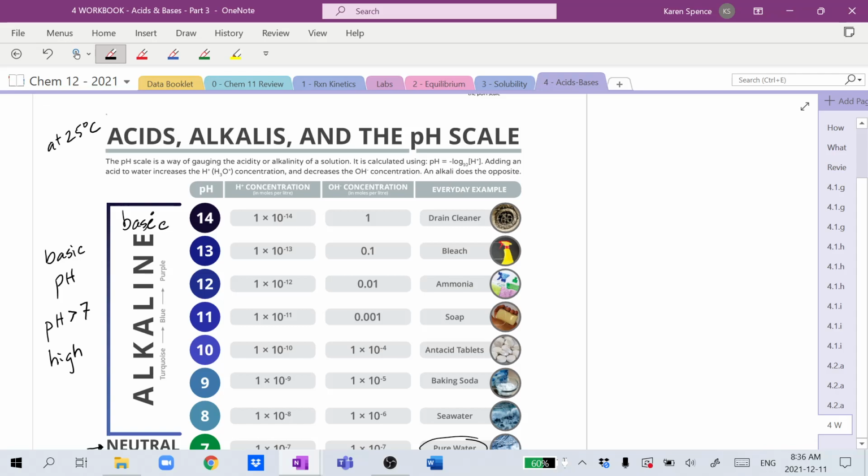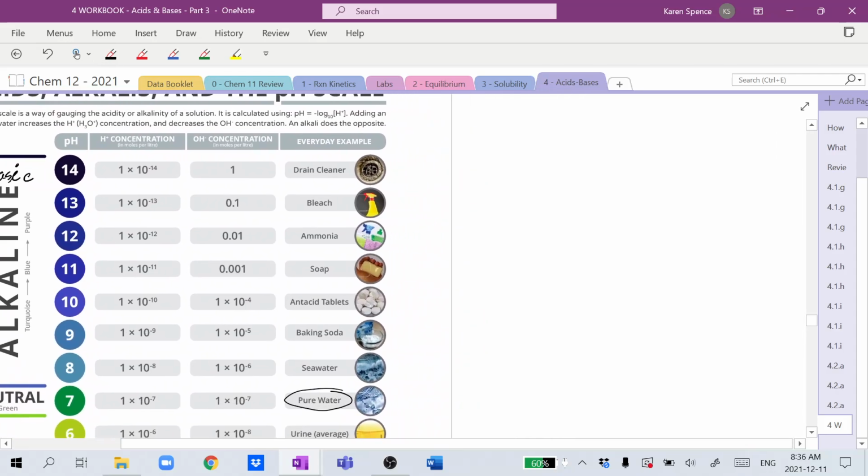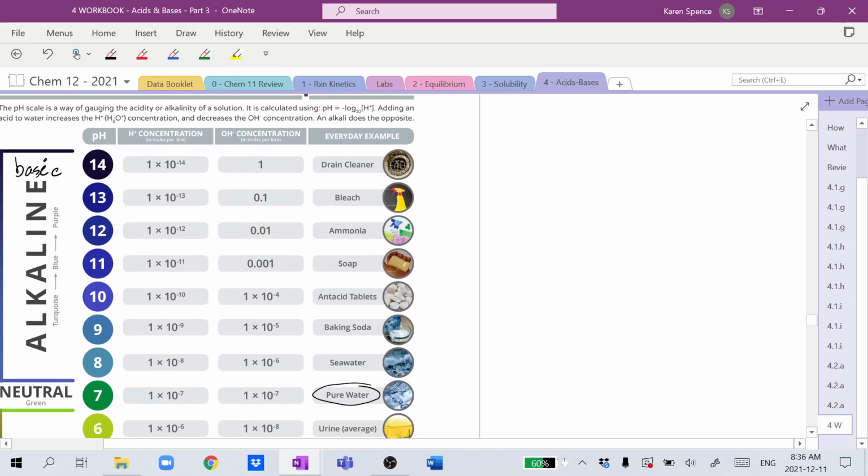A few other things that we can see on here. First of all, we can take a look at some of our everyday examples of products that are alkaline. And you'll notice we have drain cleaner, bleach, ammonia, and soap. All 4 of those are some sort of cleaning product.